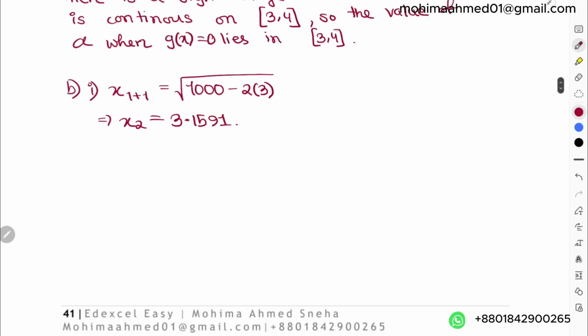That means I have to continue for all these values. Not T, X values actually. I have to continue this for X3, which is X2 plus 1. That's going to be 1000, with the cube root, power of 6 it was, of 3.1591 with the power of 6. So you have 1000 to 3.1591.